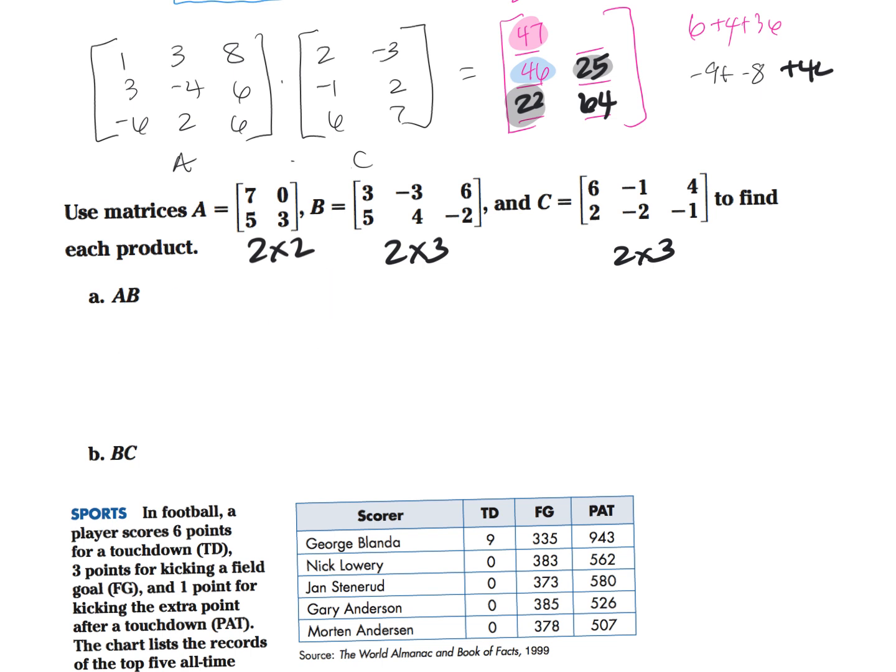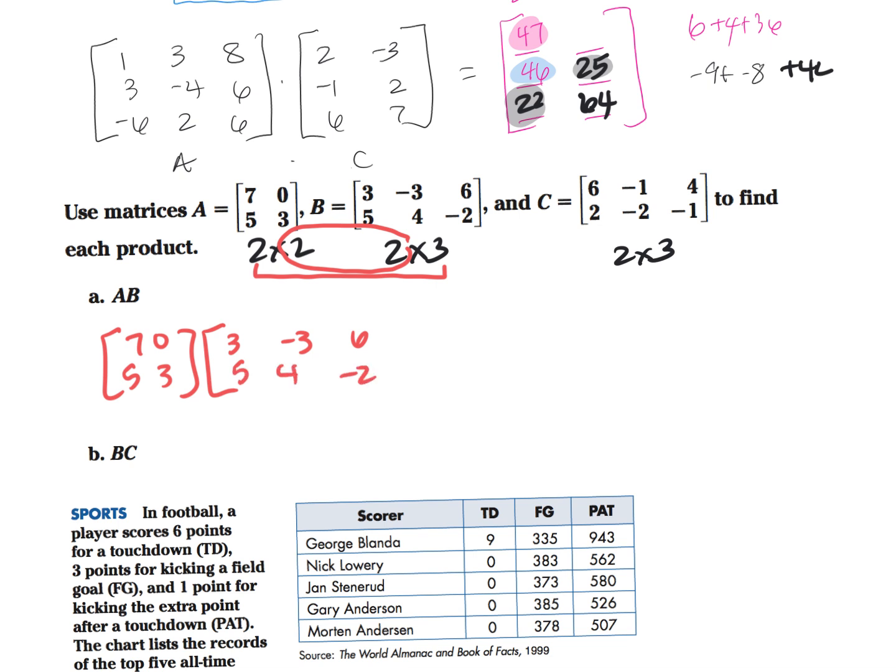Okay, so can we take A times B? They're right here. Can I take them and multiply them? Yeah, because my 2 in the middle match. What's my answer shape going to be? 2 by 3. So you guys, I'm going to bring down A. A is 7, 0, 5, 3. I'm going to bring down B. It's annoying, I get it. And the answer, I'm going to set it up because having that set up is huge for us.